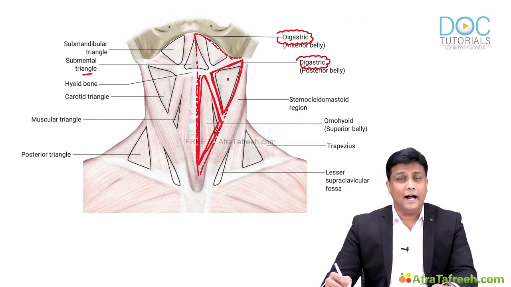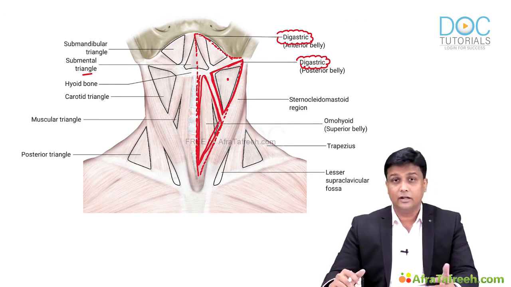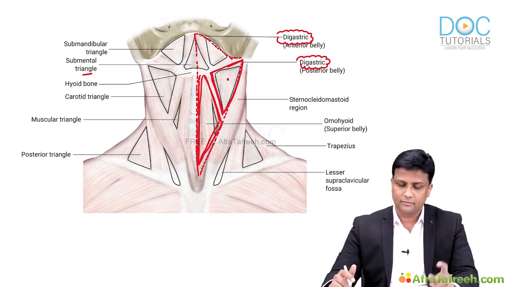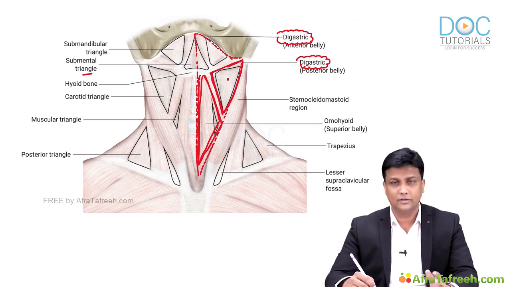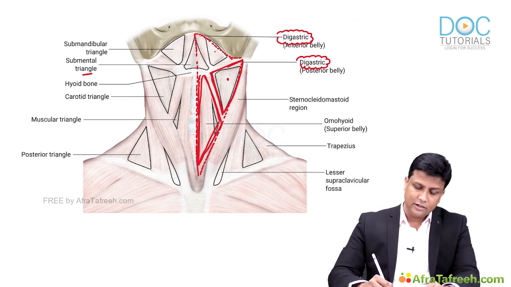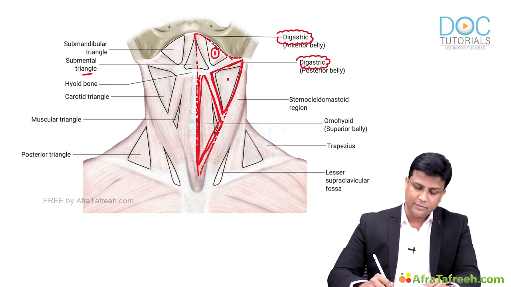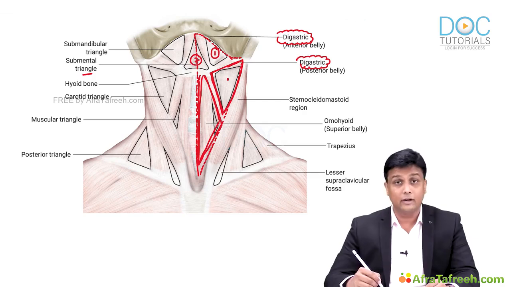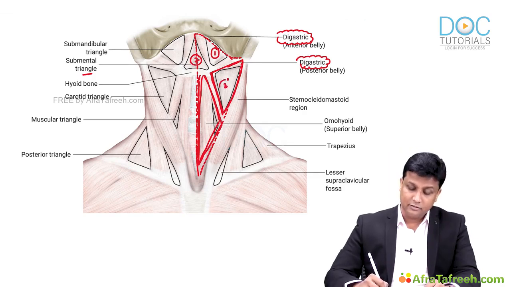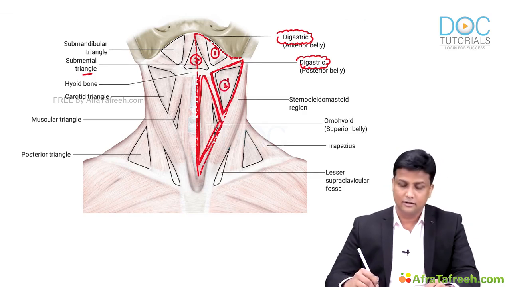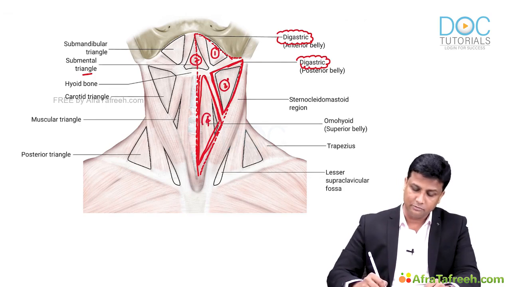So basically the anterior triangle of the neck is in turn divided into 4 triangles. I'll just tell you the names once more and then we'll start drawing our diagram. Number 1, the digastric triangle, also known as submandibular. Number 2, the submental triangle. Number 3, the most important one, the carotid triangle. And finally number 4, the muscular triangle.